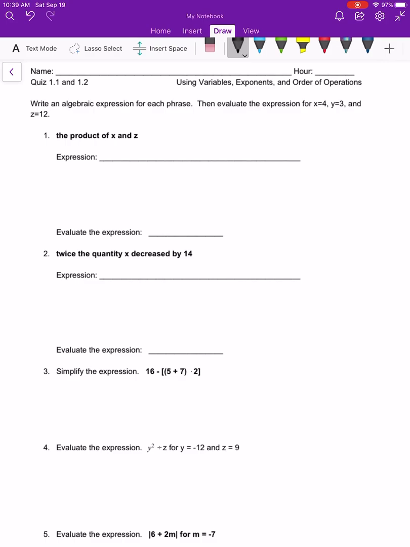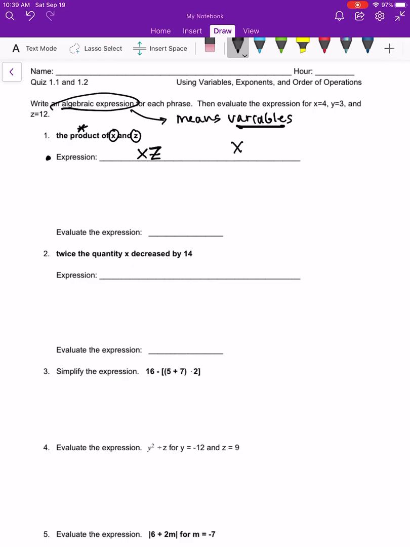All right, first and foremost, number 1 says, write an algebraic expression. If you did the previous work, algebraic means it's going to have some variables in it. A lot of you, for this first one, didn't give me variables. All you gave me were some numbers, and that's not what an expression is. So it says the product of x and z. Well, product means multiplication, and then x and z are being multiplied. So you would write x times z.